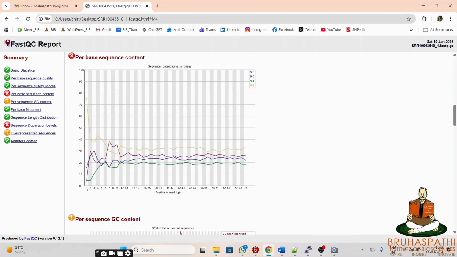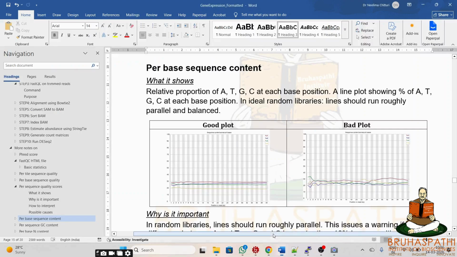Such prominent peaks across the lines are not allowed, and in most cases, we see these abrupt peaks only at the first 7 bases. If you are not comfortable with that, we chop off or trim off uniformly for all the reads these first 7 bases. Okay, now let's get into more details of it.